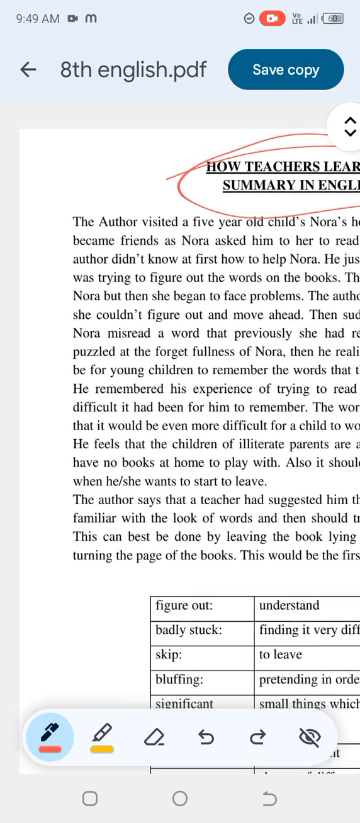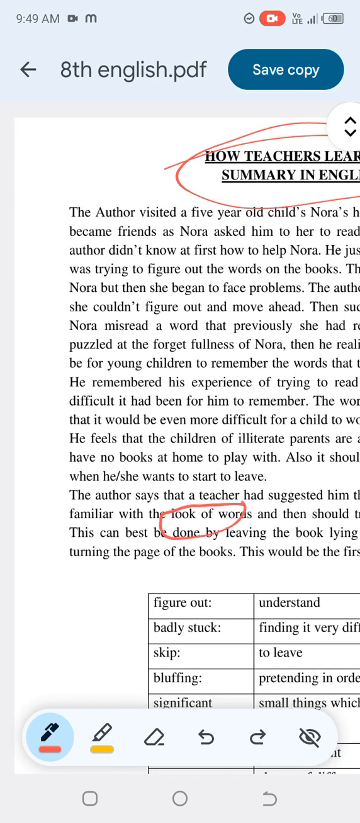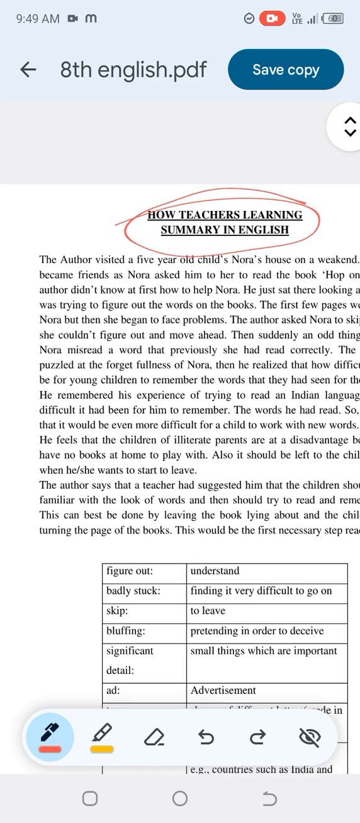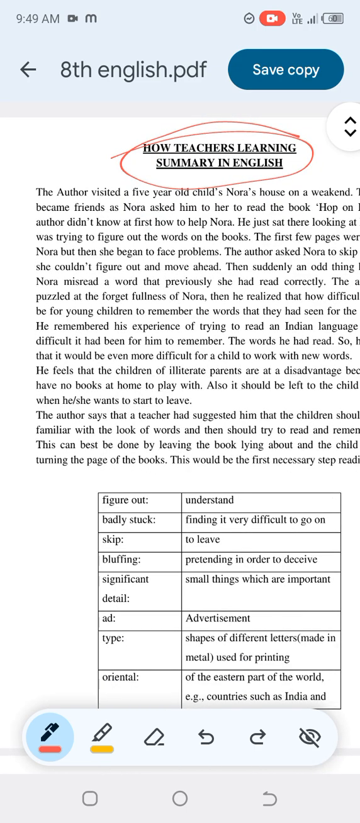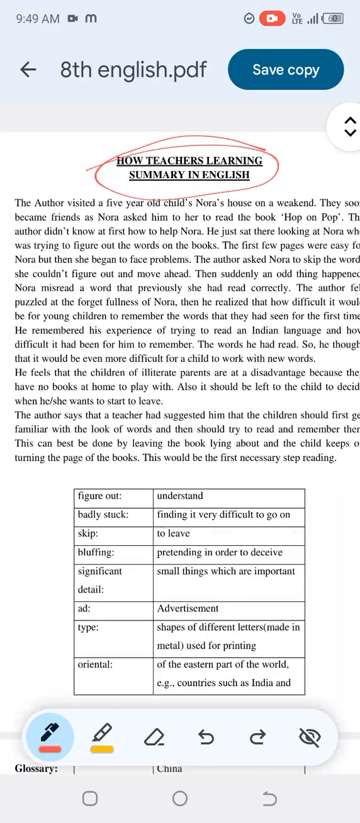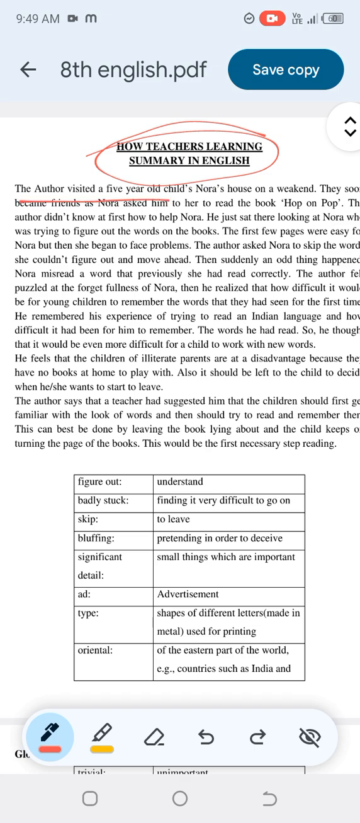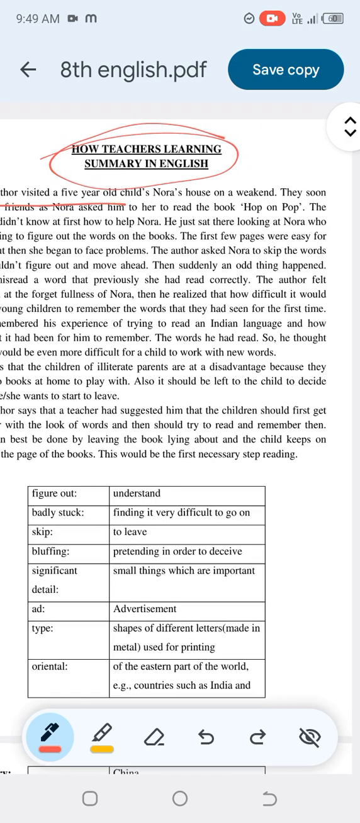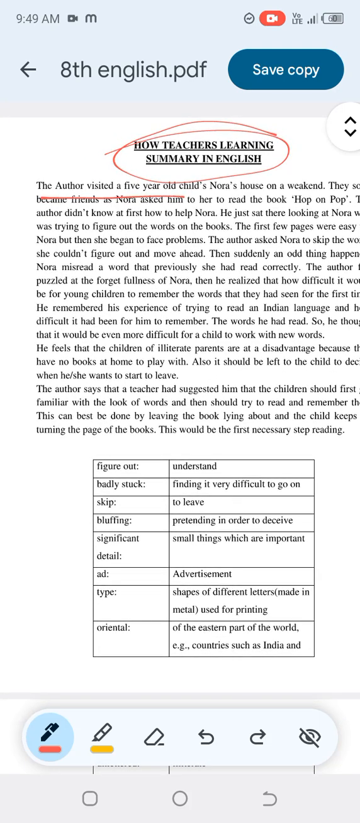Okay, let's start. First, the author visited a 5 years old child, Nora, at her house on a weekend. They soon became friends as Nora asked him to read the book Hop on Pop. So they became friends, and the girl named Nora asked him to read the book. The name of the book was Hop on Pop.